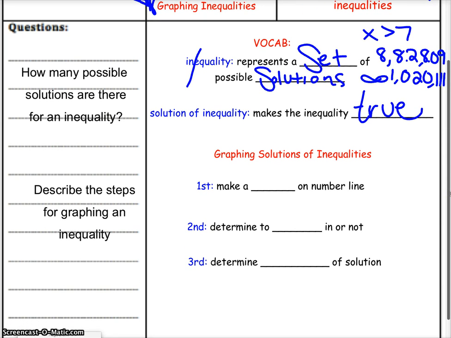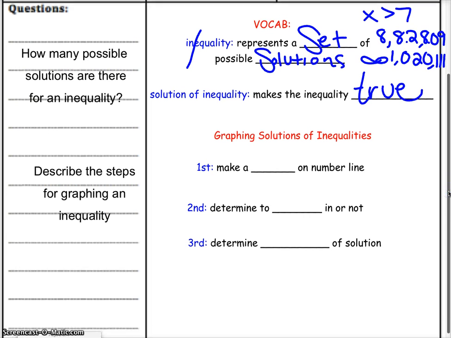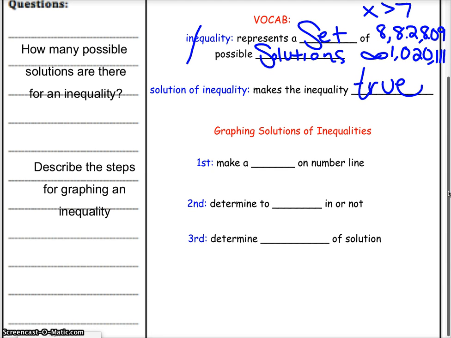Okay, so the first thing we're going to do here is graph solutions of inequalities. The first thing you want to do is make a circle on a number line. You're going to have to create the number line. Don't be dramatic, it's not that hard. You make a nice line. I usually have 0 in there and the numbers that I'm talking about. Takes a little bit of time, but you can do it.